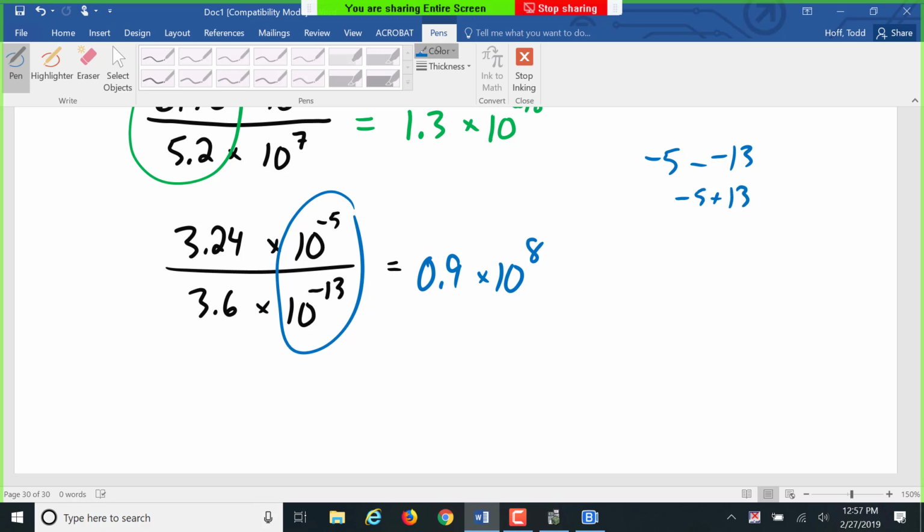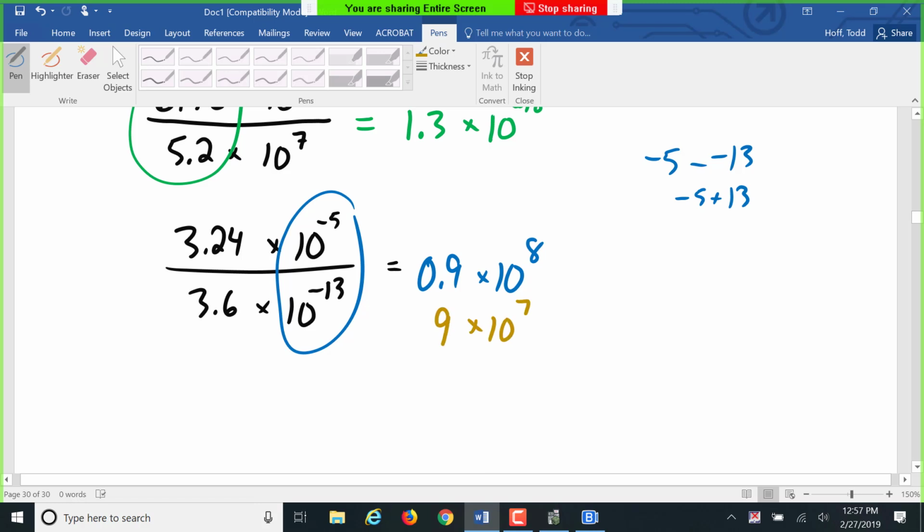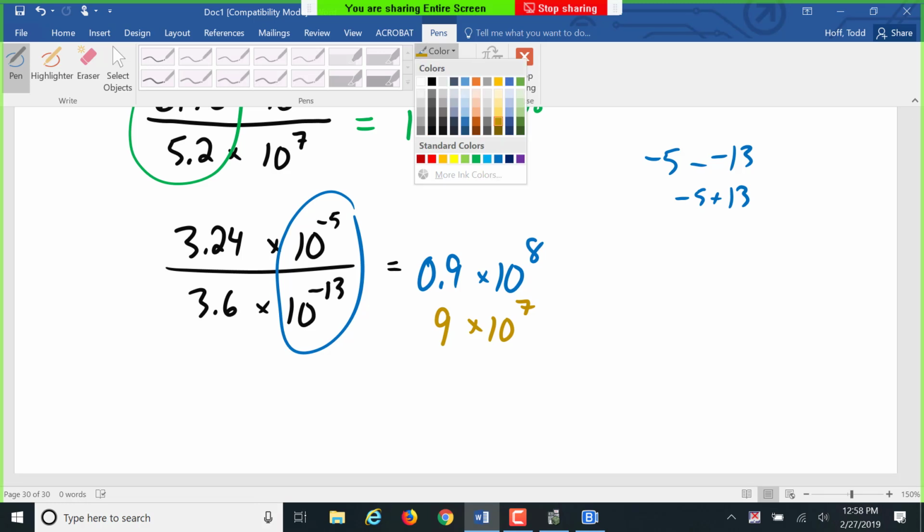Now that has to be adjusted. What is it going to become? 9 times 10 to the 7th. Perfect. 9 or 9.0, depending on how you want to list it, times 10 to the 7th. The number had to get bigger, so the power got smaller.